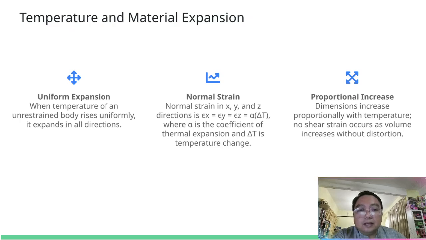For normal expansion in the x, y, z directions, the strain is alpha times delta T, where alpha is the coefficient of thermal expansion and delta T is the temperature change. Dimensions increase proportionally with temperature. No shear strain occurs, as the volume increases without distortion. This is for the unrestrained case.